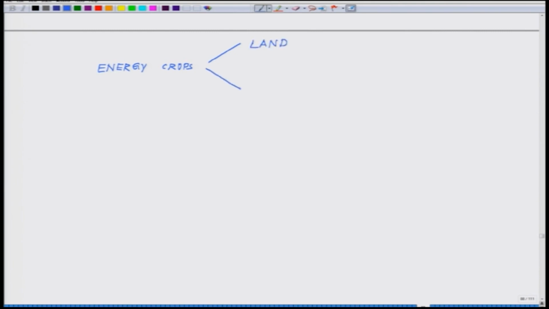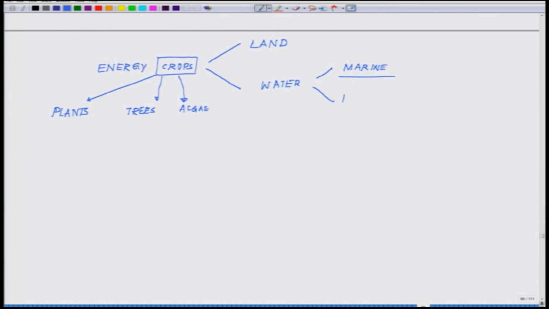So, when we talk about crops here, I include everything. Okay. So it includes plants, trees, algae, and several other things. Okay. So, land or the water, and within the water it could be whether it is a marine, salt water, which is a huge resource, or is it fresh water. Okay. These are the two things.